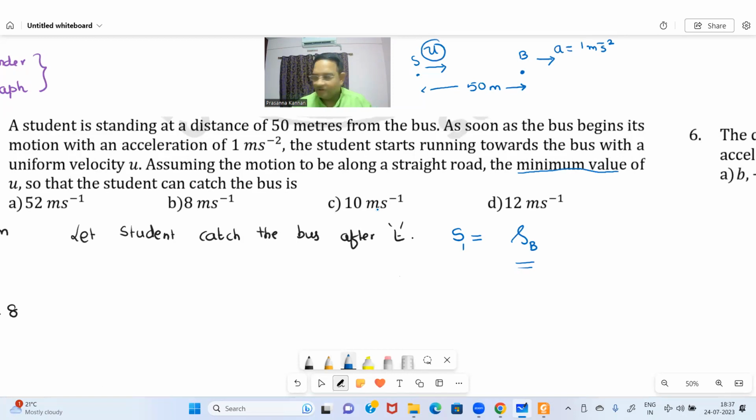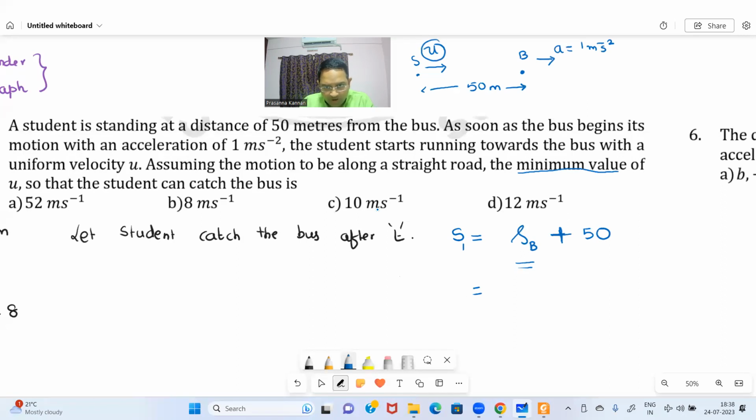Okay, now tell me, guys. So S1 is the distance moved by the student. SB is the distance moved by the bus in the same time, plus how much should he cover to catch the bus? 50. Are you all on the same page now? Are you all clear? Yes, sir. Okay, now let's move on.